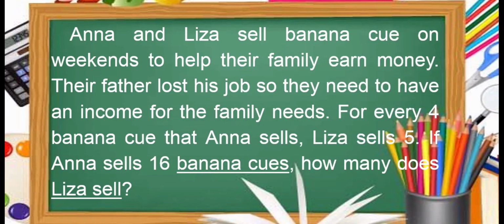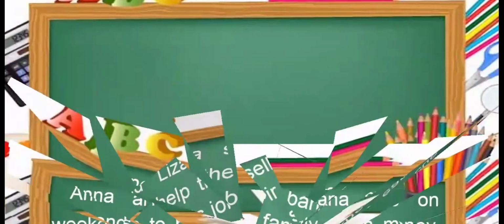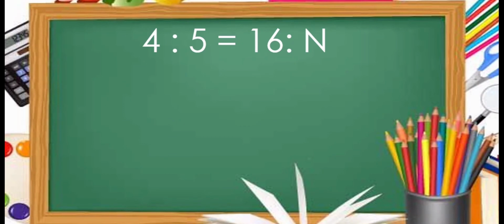Let's go back to the problem. What is unknown in the problem, and what are the given information? The problem asked for the number of banana Q Lisa sells. The given facts are 4, 5, and 16. So let's find the ratio of the given numbers. The ratio is 4:5 is equal to 16 is to n.